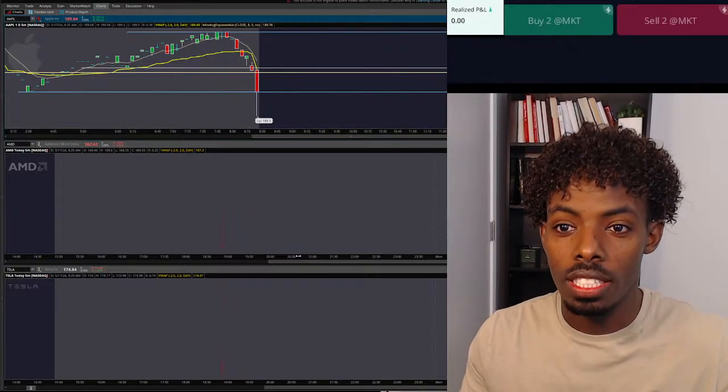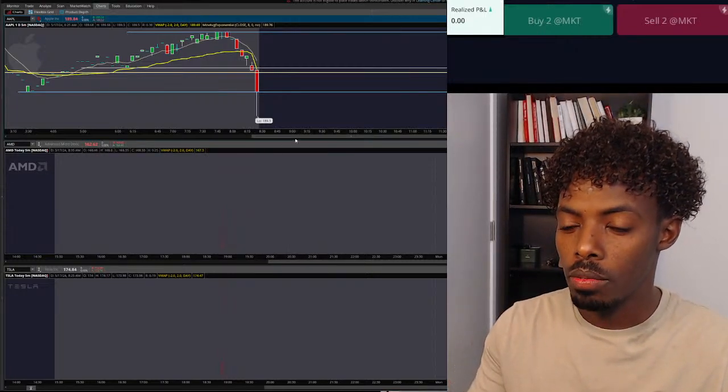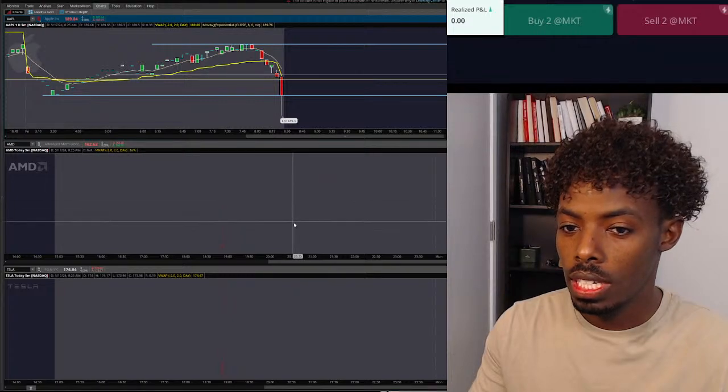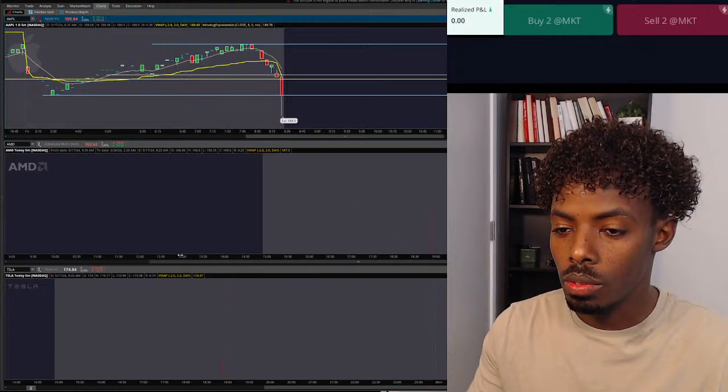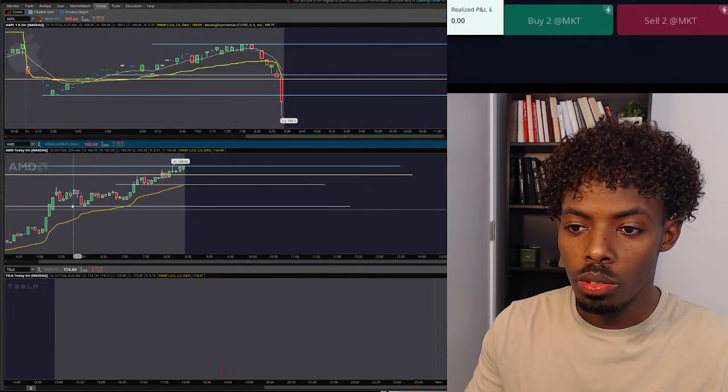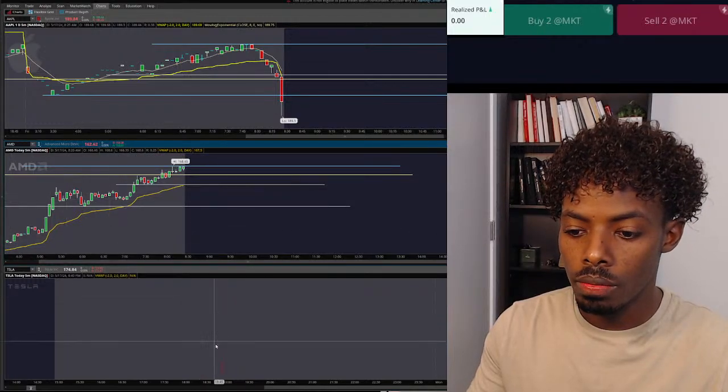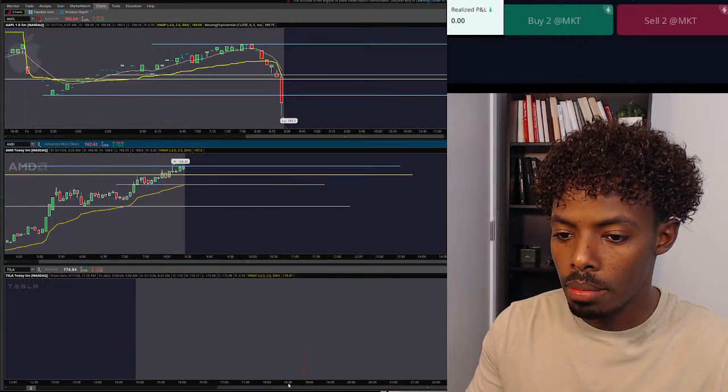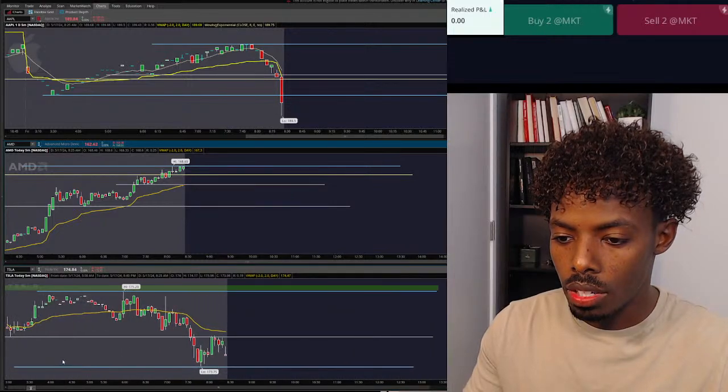The market's going to open in the next 3 minutes here. We went ahead and already marked our levels, and so we're essentially going to execute once the market opens here. The middle screen is AMD, as you can see. All right, cool.